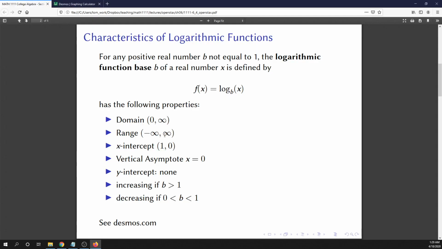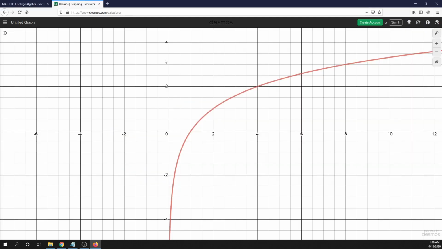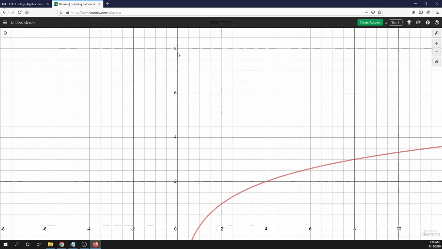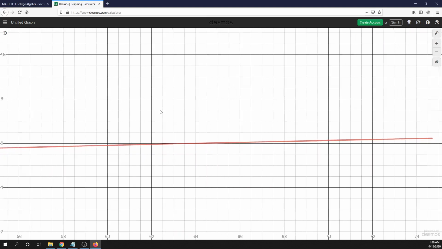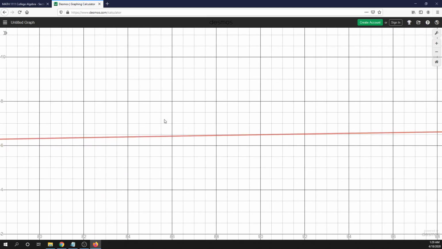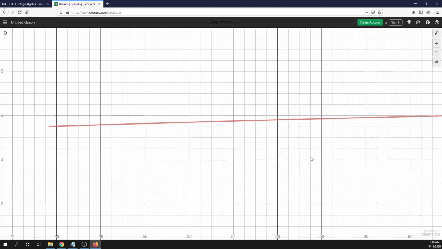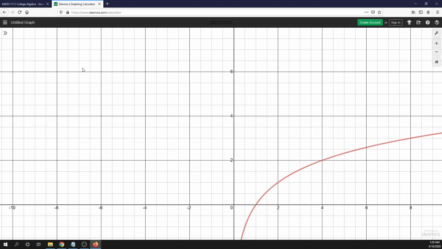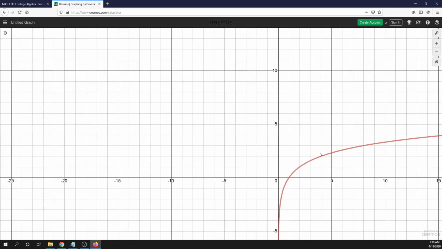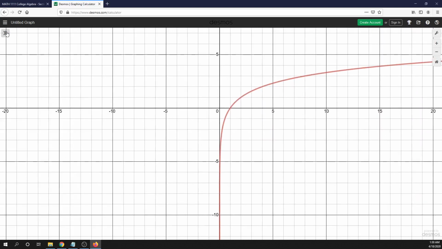All right, the range of these logarithmic functions is all real numbers. So no matter what number you have, like for instance 8 right here, you can find some point on the graph that has 8 as a y-coordinate. Now you might have to zoom really, really far out in order to do that. I'm not going to do that, but eventually it will get there.